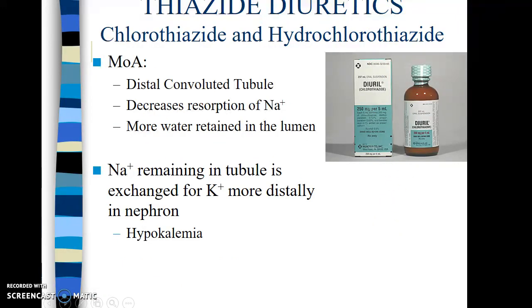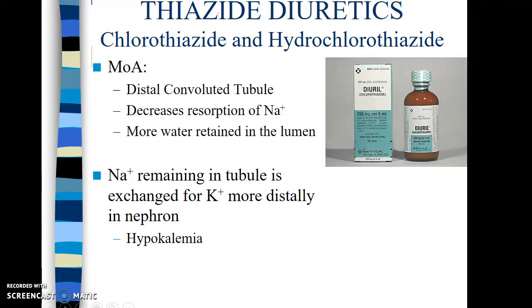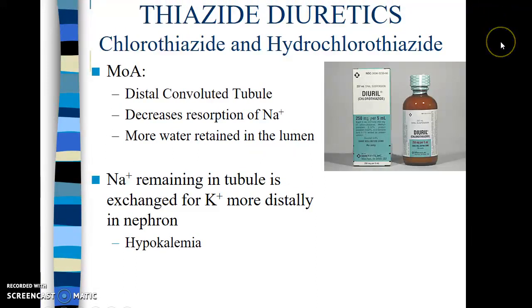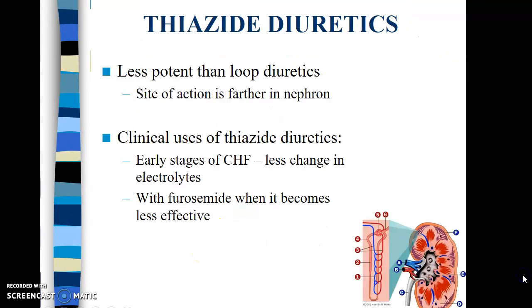So another type of diuretic that we can use are thiazide diuretics. These don't work in the loop of Henle. They work in the distal convoluted tubule. They do decrease reabsorption of sodium, similarly to furosemide. But again, that sodium is exchanged for potassium, and so we do run the risk of hypokalemia.